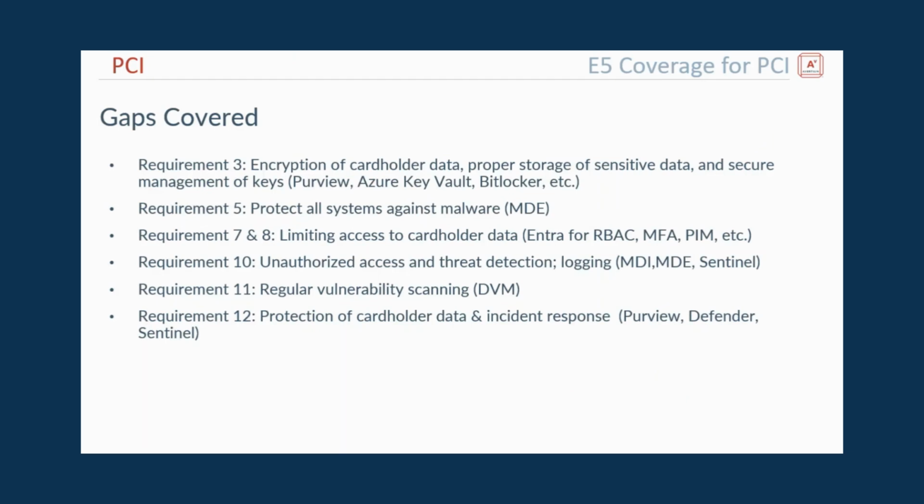So starting off with PCI, there's a handful of requirements here that are specifically asked for that the Defender Suite or just in general the E5 licensing can take care of. So from requirement 3, you're looking at things like Purview and BitLocker and the like. From requirement 5, that's your Defender for Endpoint. For your access to cardholder data, there's a variety of different mechanisms you can use, but most of those run through Entra for role-based access controls, MFA, privileged access, etc.